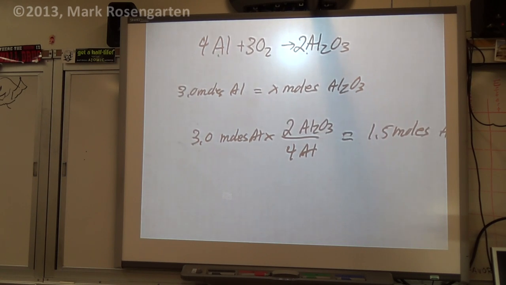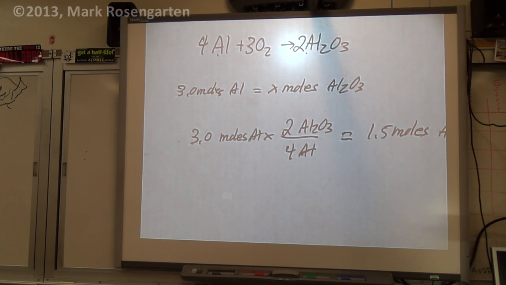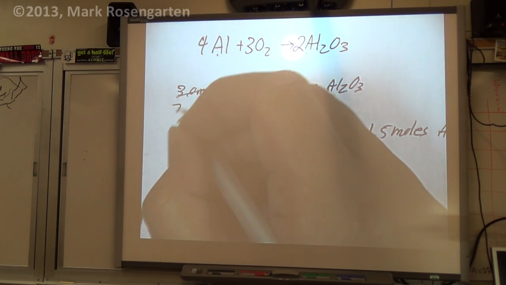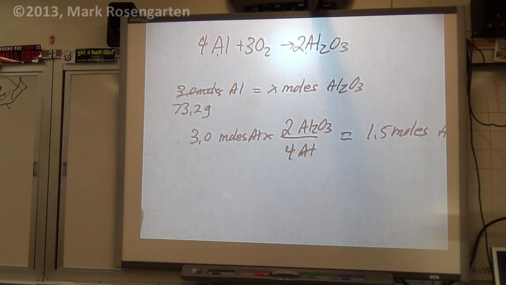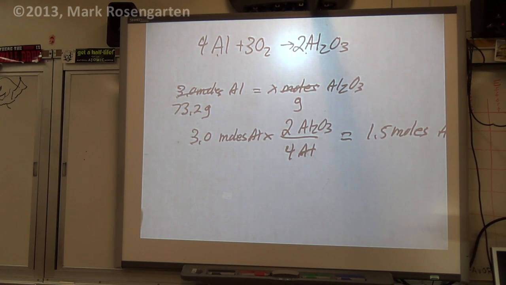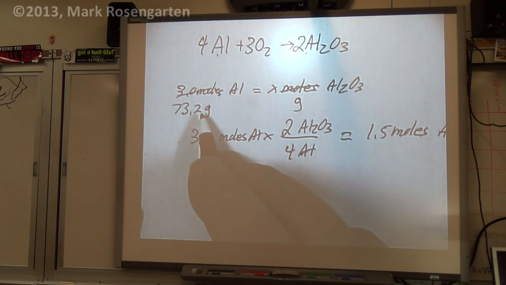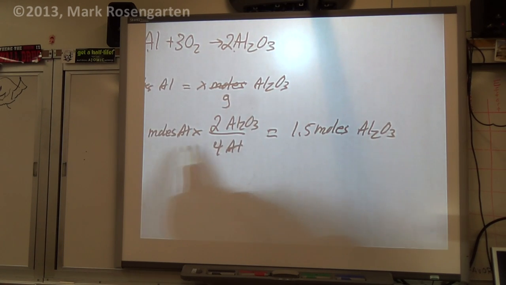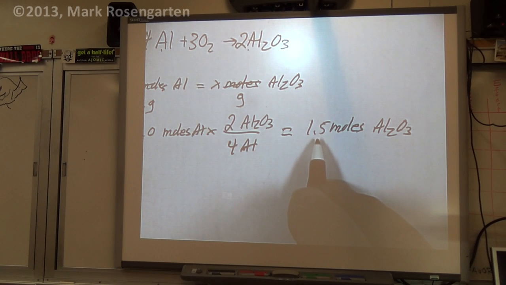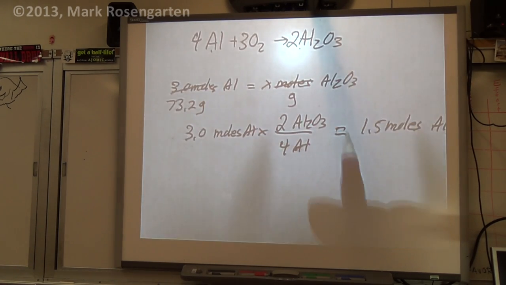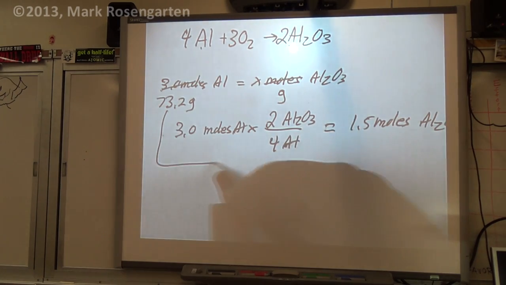Now, I could have taken this further. I could have, instead of giving you moles, said, let's say we have 73.2 grams of aluminum. And instead of moles of aluminum oxide, let's say I wanted to find grams of aluminum oxide. Well, all I have to do is take the grams, divide by the formula mass to get the moles. And then on this side, once I have moles, I just multiply by the formula mass of this, and that'll get me grams. So this is really the heart of the whole problem.